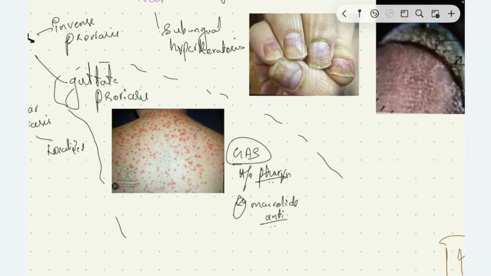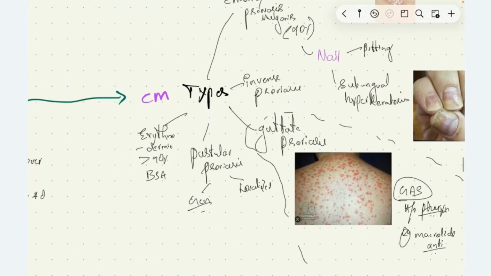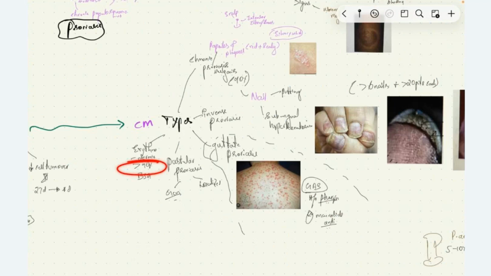Then we have pustular psoriasis, which can be a generalized and localized form, where we see pustular lesions instead of the plaques or papules which we see in psoriasis. We have erythrodermic psoriasis, where more than 90% of the body will be erythematous.